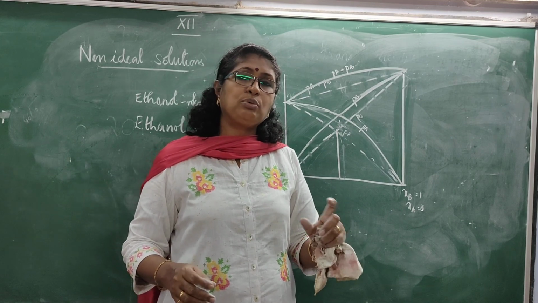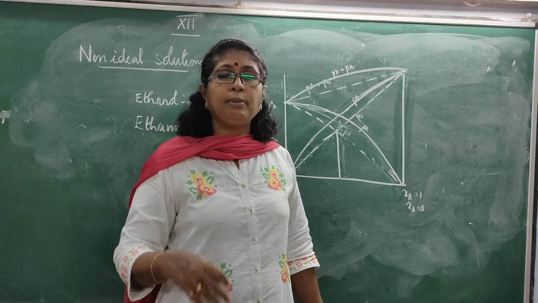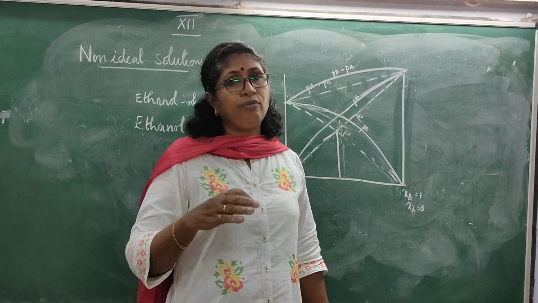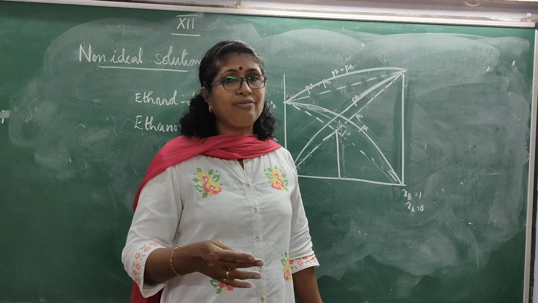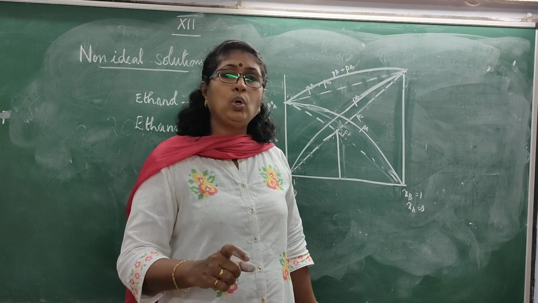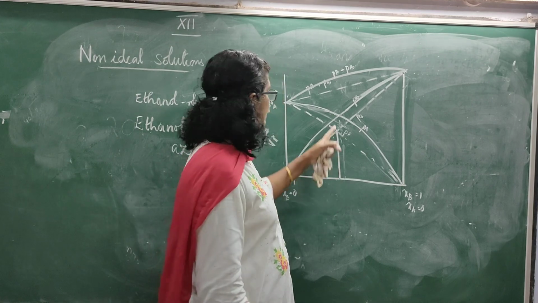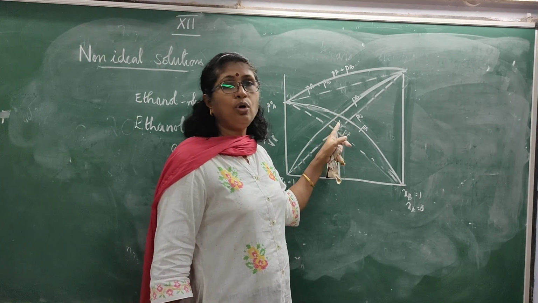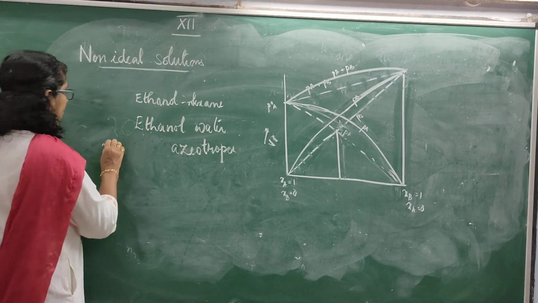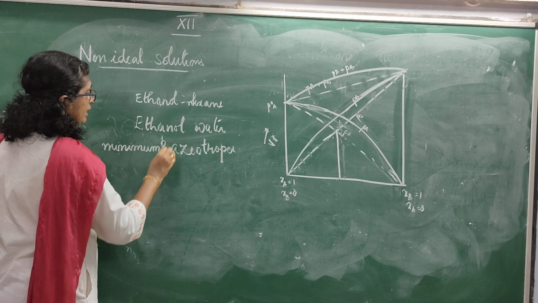So such liquids will boil fast. So alcohol, its boiling point is nearly 60 degrees. Why? Because its vapor pressure is very high, rate of evaporation is very high, so boiling point will be low. For water, the intermolecular force of attraction is very strong, so rate of evaporation is less, vapor pressure is low, therefore boiling point is high. So here, as we expect, this will be the vapor pressure, but this is the vapor pressure. Vapor pressure is higher, so the boiling point will be low. So we call such azeotropes minimum boiling azeotropes.